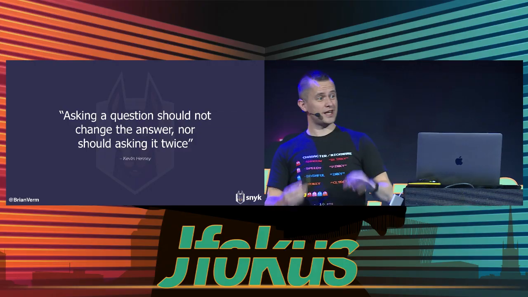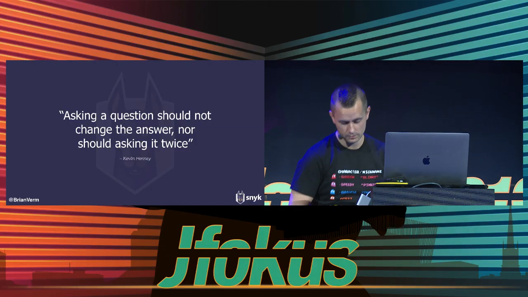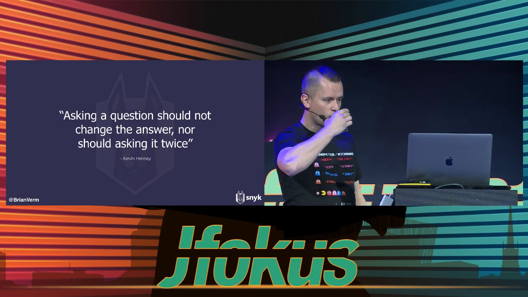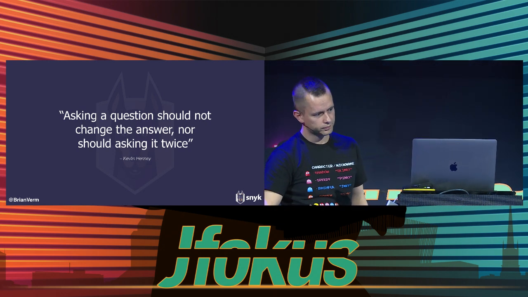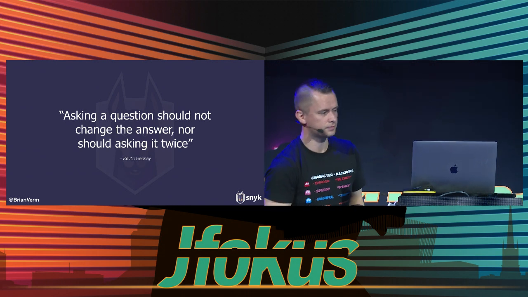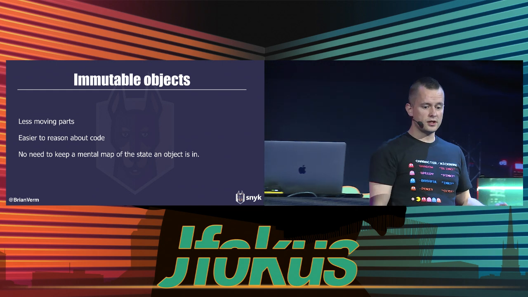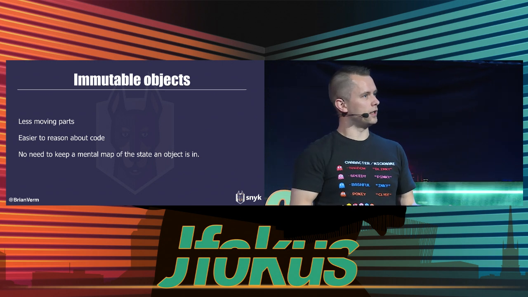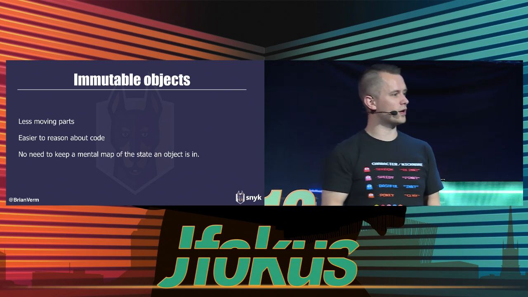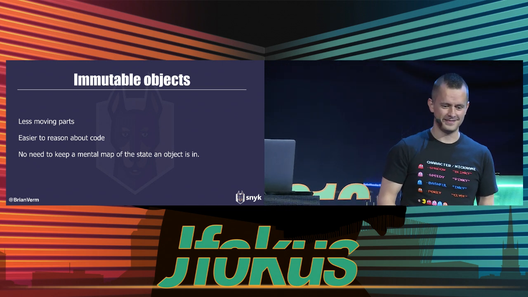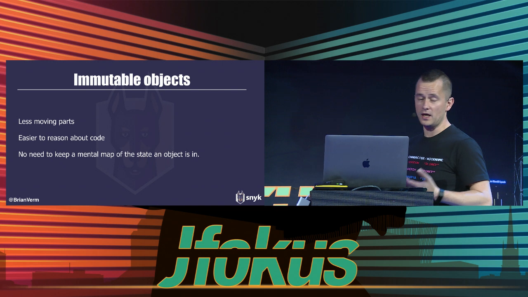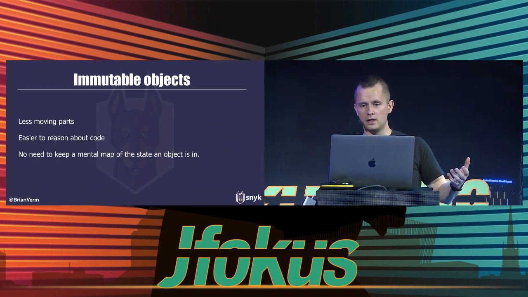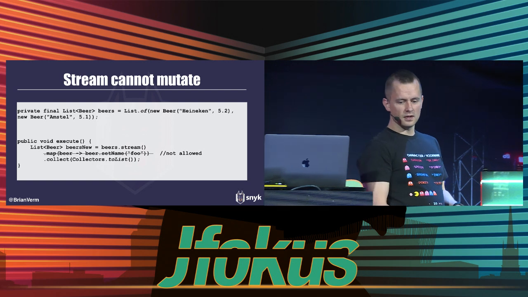By making sure that you have immutable data, you probably have less of these worries. I mean, asking a question should not change the answer, nor should asking it twice. So, immutable objects give you less moving parts. It's easier to reason about that code, because that's always the problem. We have to reason about it. Probably you do not work alone, you work with coworkers, I hope. And you do not have to keep a mental mind map if the state of an object is always the same. And they say that in a stream, you cannot mutate, right?